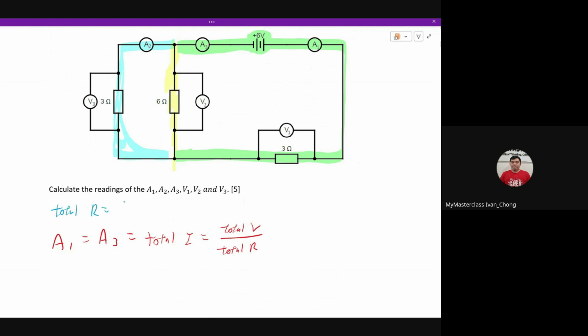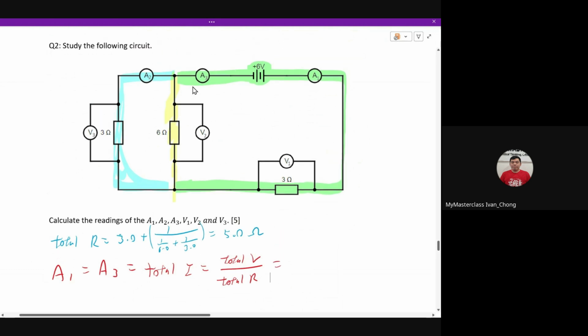What is total R? You have 3.0 plus, because these two guys are parallel, so 6.0, and this is 3.0. So you press this, fraction it if you need to. So 3 plus 1 over 6 plus 1 over 3, we end up with 5. So this is 5 ohms.